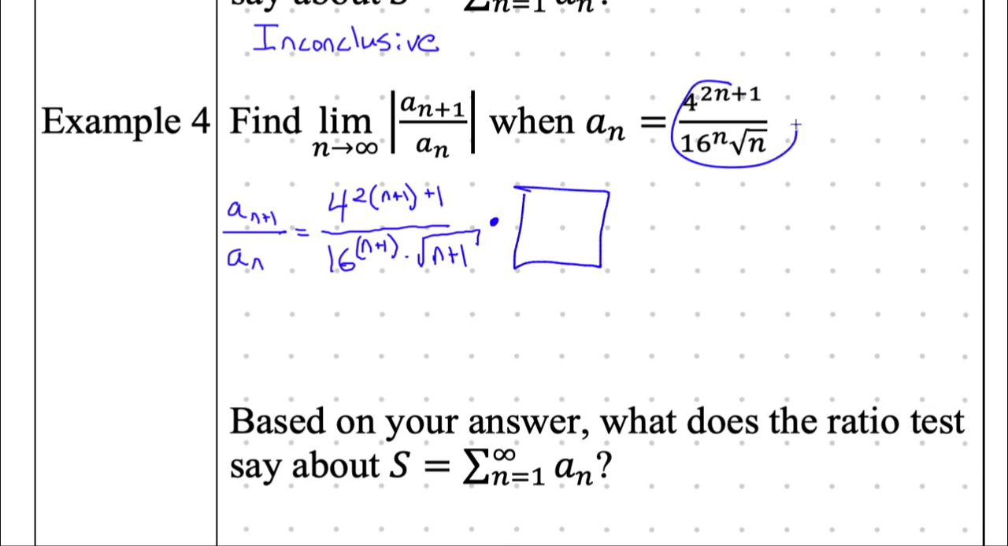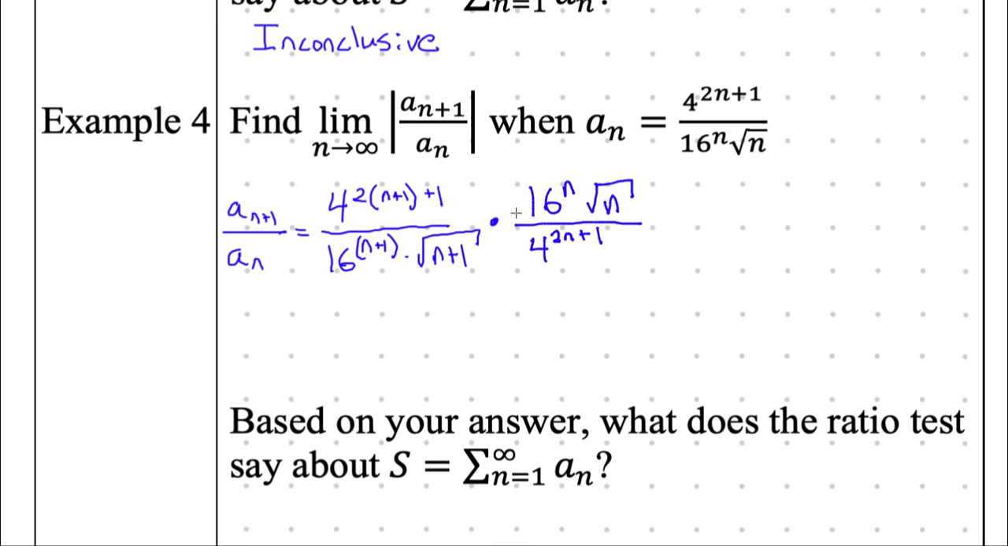So I'm essentially rewriting this fraction, but the reciprocal of that fraction. So it's going to be 4 to the power of 2n+1 goes in the denominator, and in the numerator we get 16 to the power of n times the square root of n. All right, time to simplify this.